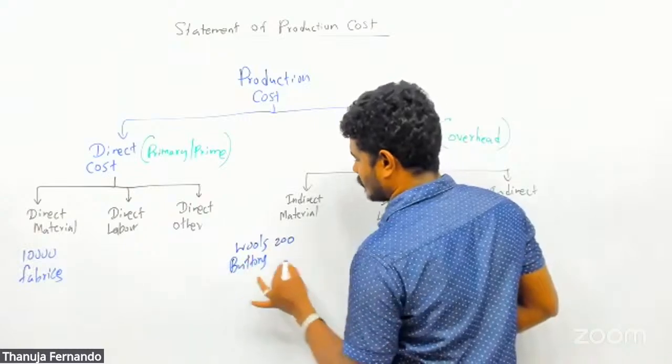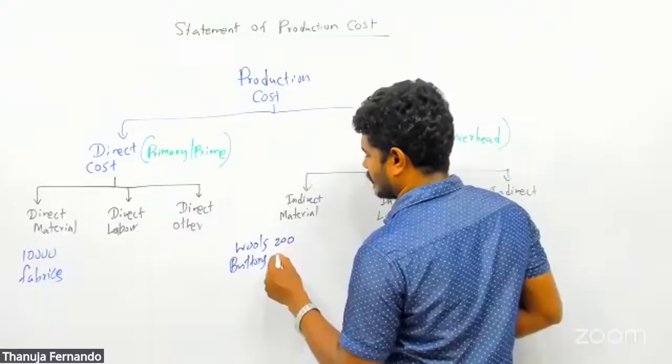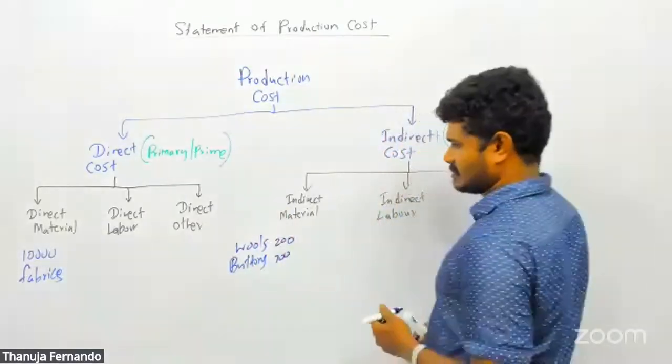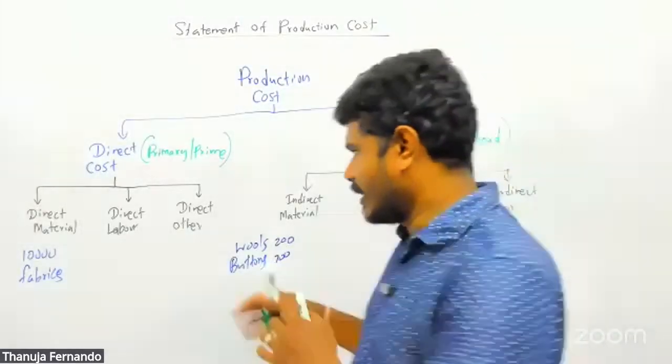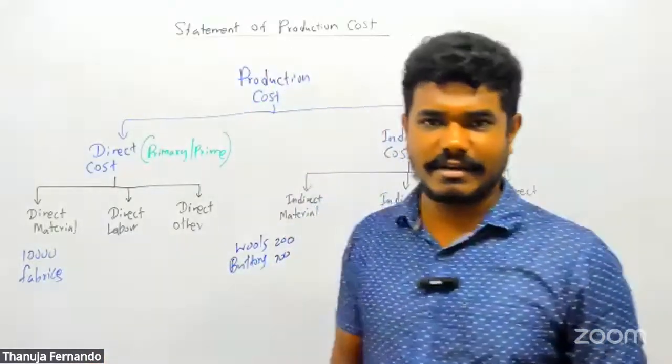Let's say for buttons, 700. A button is, let's say, 1 rupee, then 700 rupees, like this. Right. This is how we divide, how we separate direct materials and indirect materials.